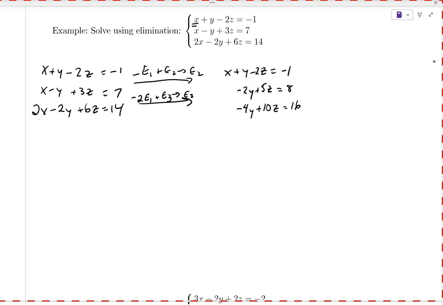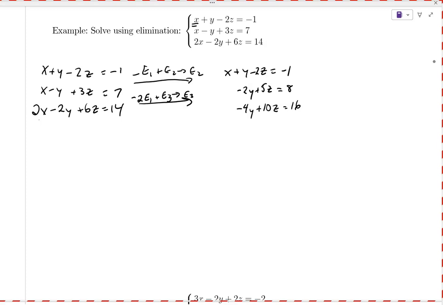So again, remember our goal here is to put this in a triangular system, and then we can back substitute, right? If we get it done triangular, we can figure out what that z is, work backwards in the next equation, figure out what y is, work backwards in the first equation, and figure out what x is, right? That's that back substitution process.